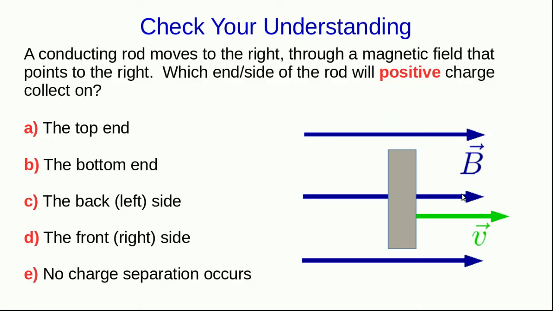Well, let's check that you're understanding this so far. So now suppose we have a magnetic field to the right, and we have a metal rod that is moving to the right through this magnetic field. Which end or which side of the rod is going to end up positively charged as a result of this?